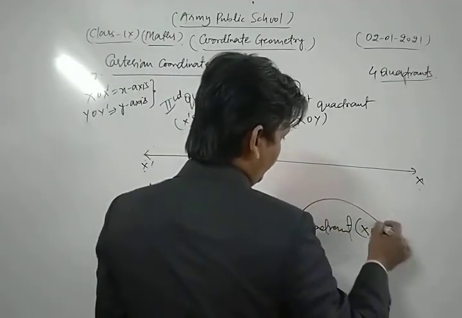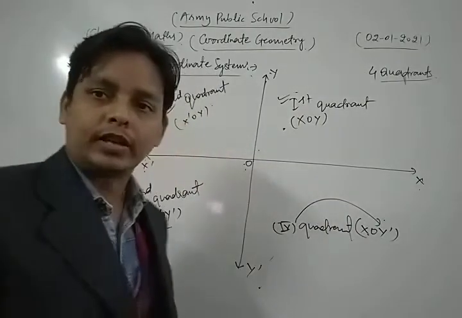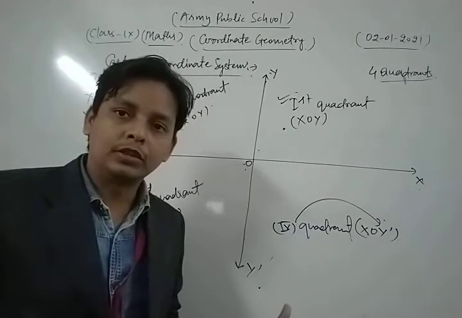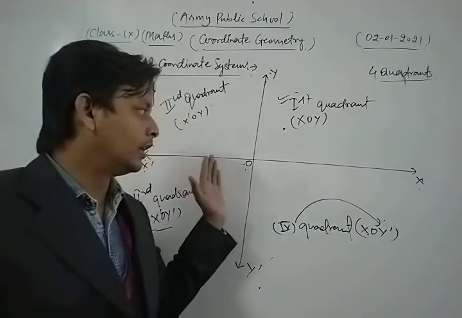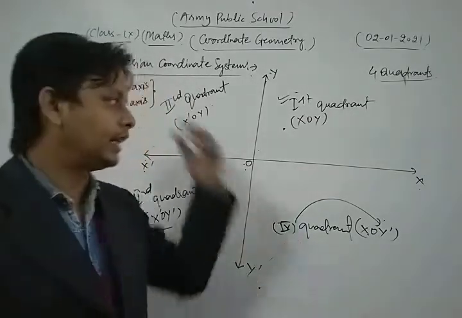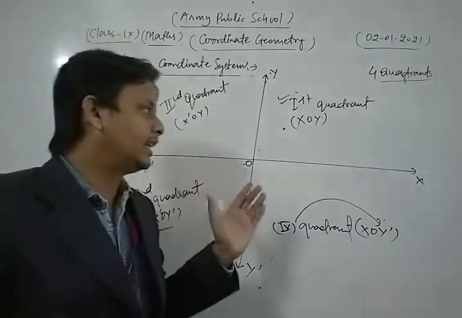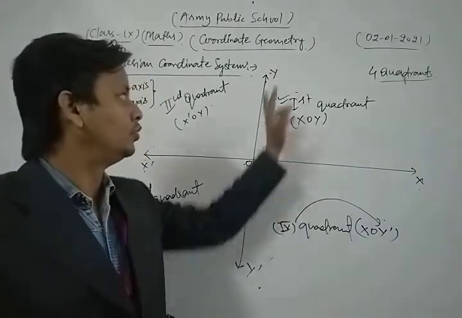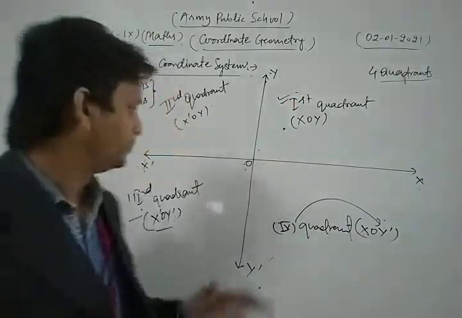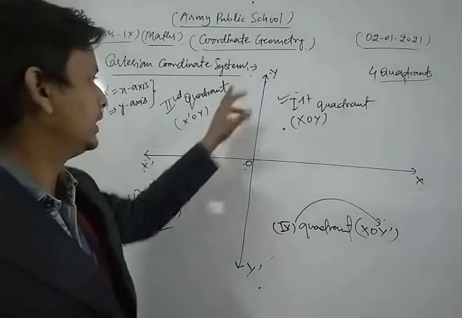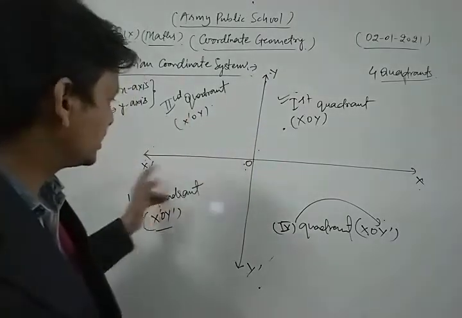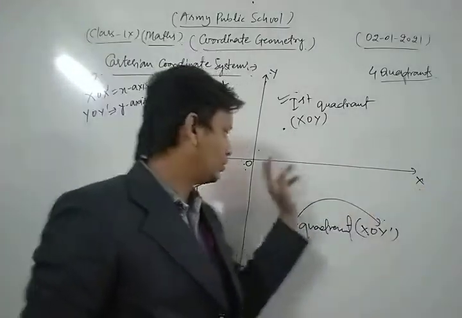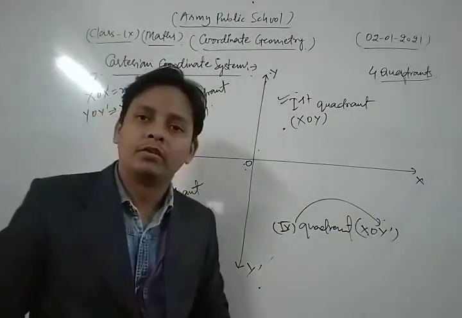and here, dear friends, XOY' is your fourth quadrant. Okay, so in any Cartesian coordinate system, first of all, we draw two mutually perpendicular lines known as what? X-axis and Y-axis respectively, and in that figure there are four quadrants. First one is XOY, your first quadrant. X'OY is known as your second quadrant. Here X'OY' is your third quadrant, and here XOY' is your fourth quadrant.